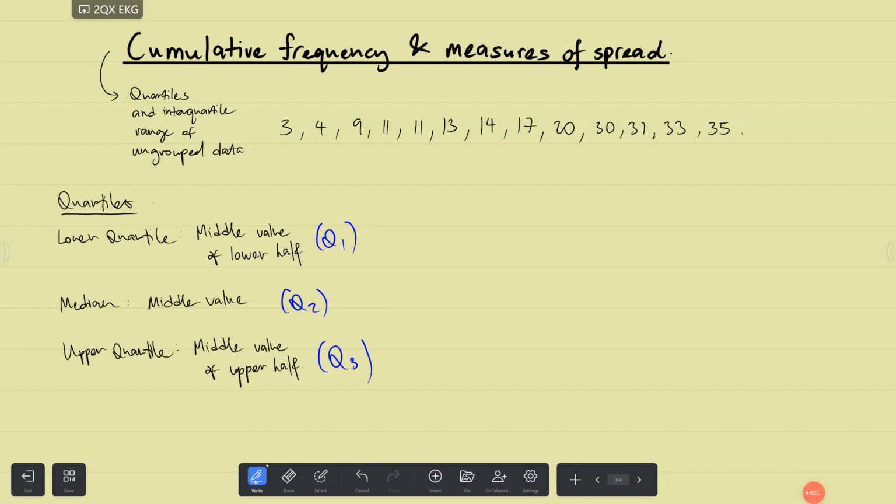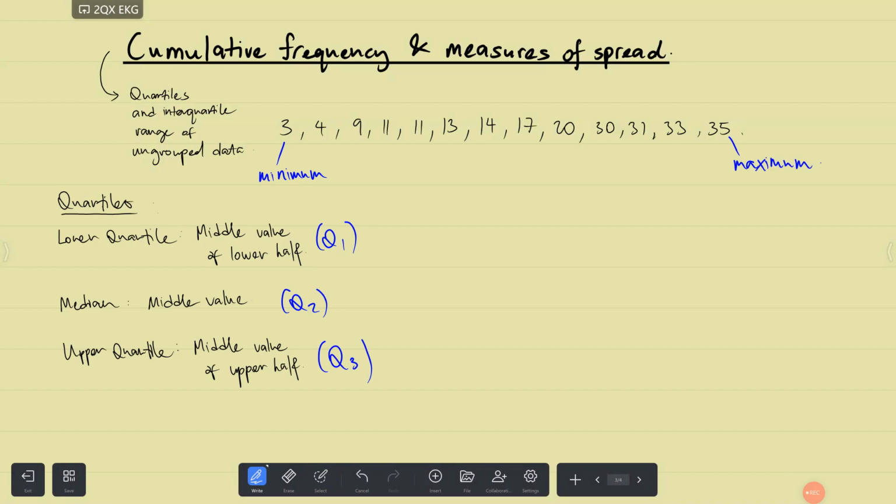There's also a few things that you need to take note of. If you look at this data set, 3, 4, 9, 11, all the way to 35, 3 will be defined as your minimum, and 35 here will be defined as your maximum. I think their names are quite self-explanatory.